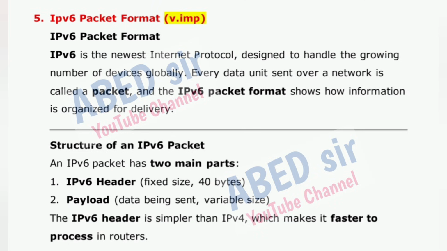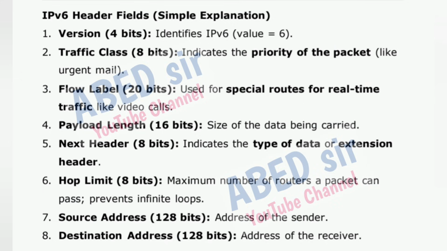An IPv6 packet has two main parts. 1. IPv6 header, fixed size, 40 bytes. 2. Payload, data being sent, variable size. The IPv6 header is simpler than IPv4, which makes it faster to process in routers. IPv6 header fields, simple explanation.